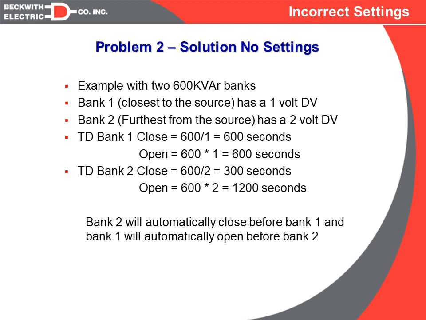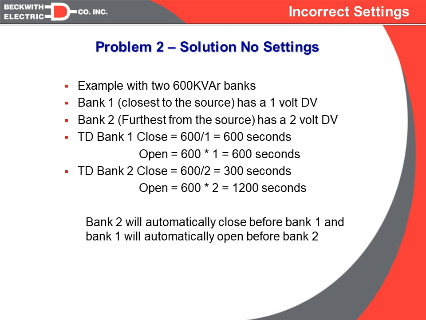Therefore, it's going to have the 600 for both time delays. Bank 2, the close time delay is going to be 600 divided by 2, which is 300. So its time delay is half, and therefore it'll time out to a close before cap bank 1, which is what we want. Its open time delay being multiplied, therefore the bigger delta voltage is going to have the longer time delay. It's now twice as long.